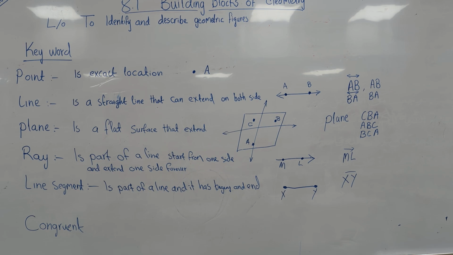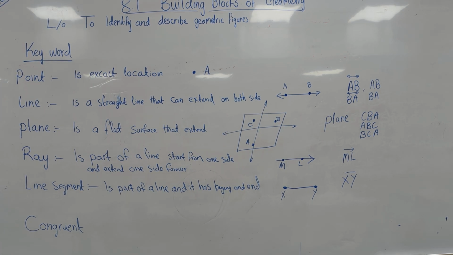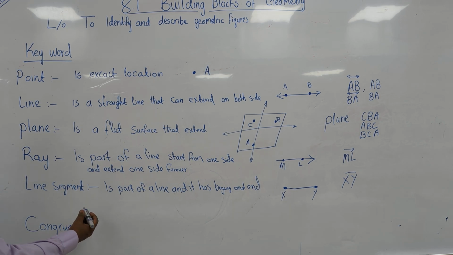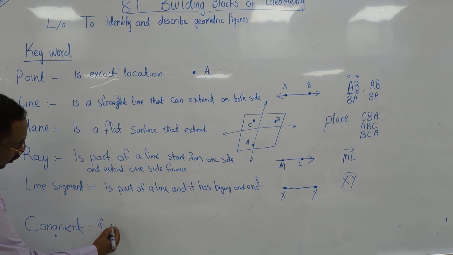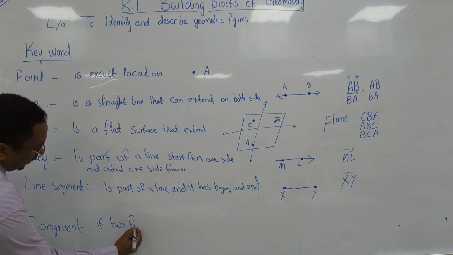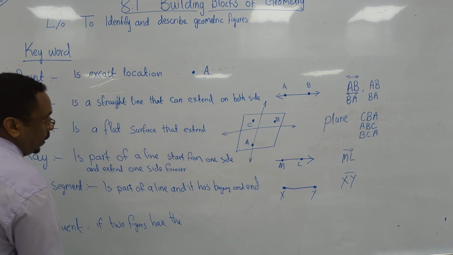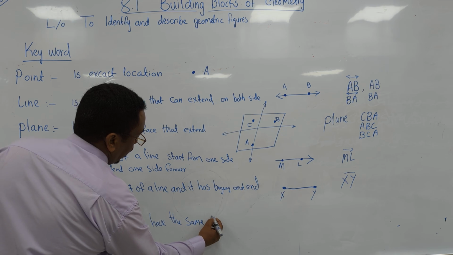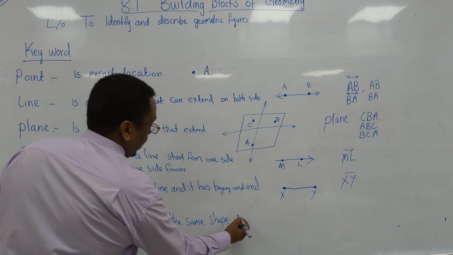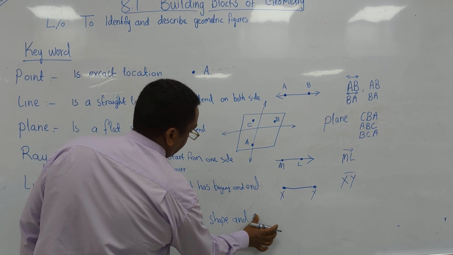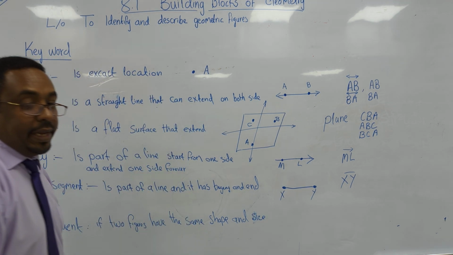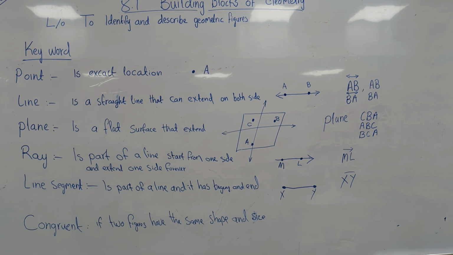So write down this: figures are congruent if they have the same shape. Does that make sense? Yes. So congruent, if they have the same shape and size. Lines are also congruent if they have the same length. So the shapes, if they are the same length, will also be congruent.